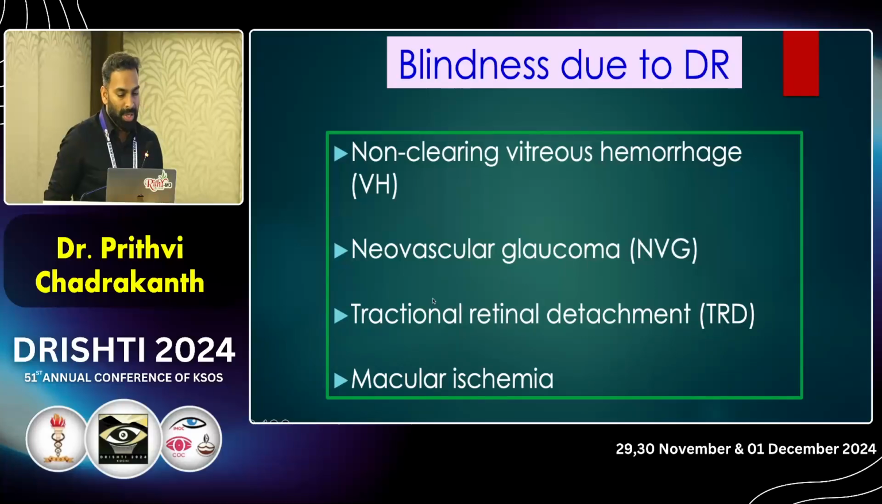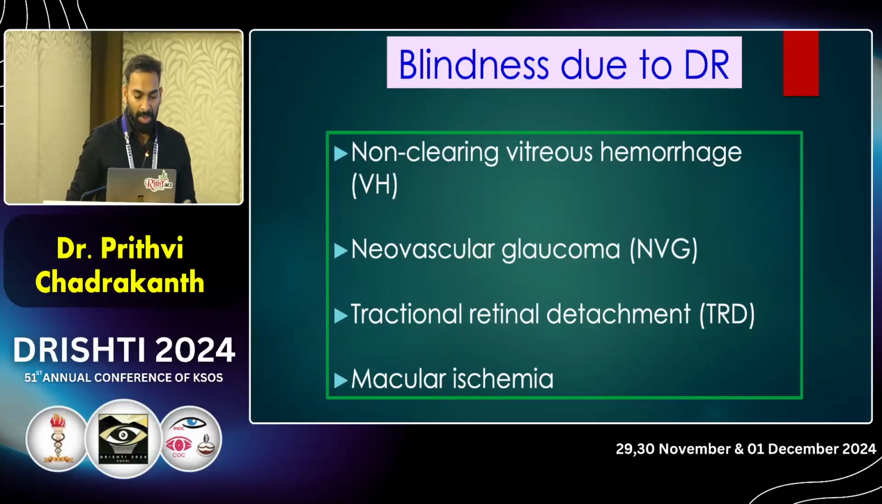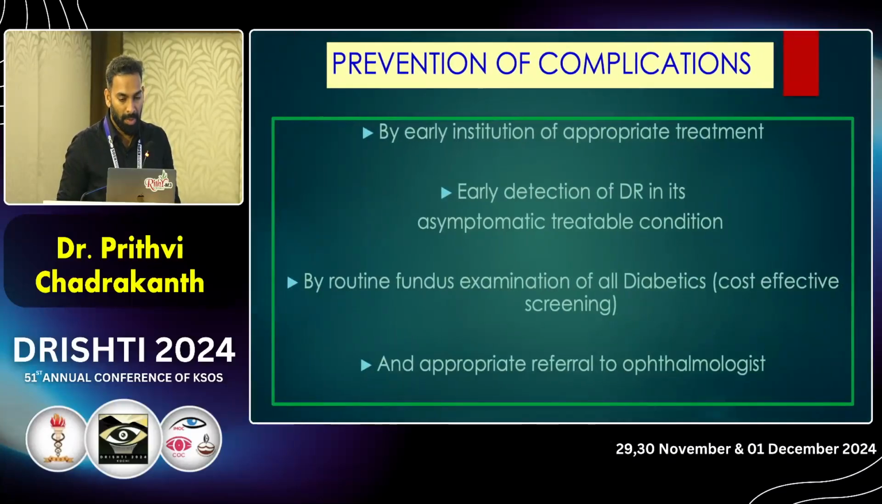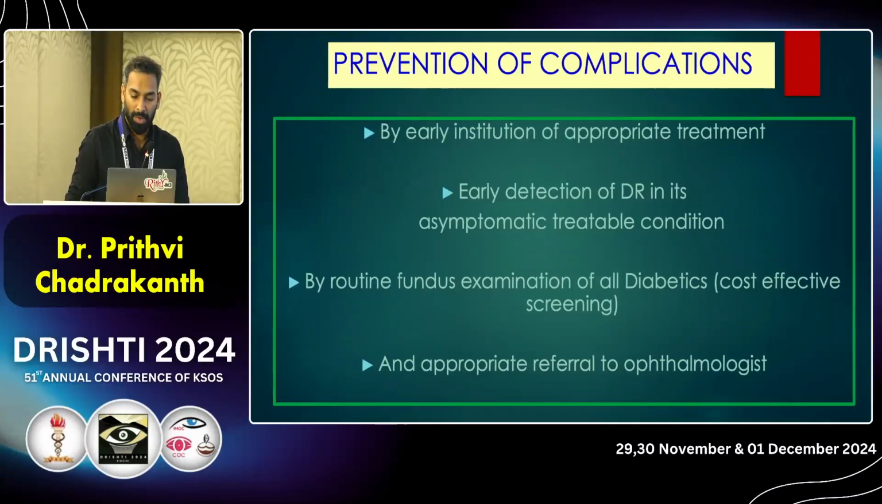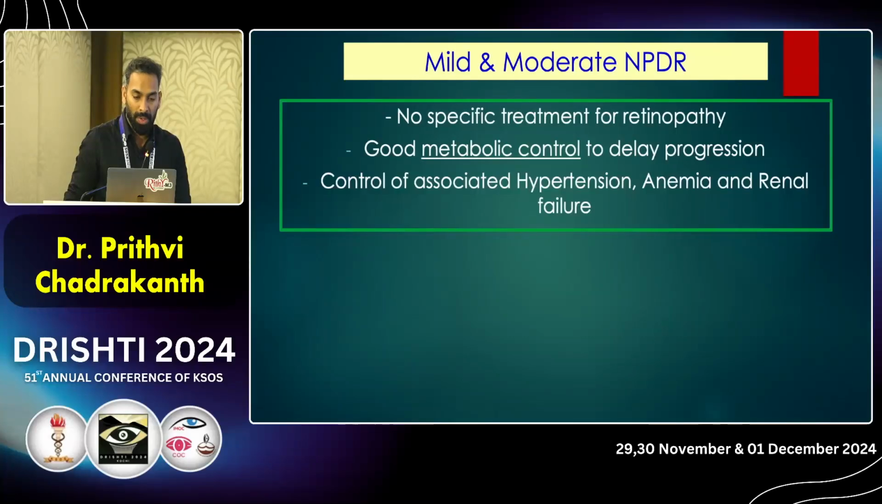So blindness due to DR could happen mainly because of non-clearing vitreous hemorrhage, neovascular glaucoma, tractional retinal detachment, and macular ischemia. So how do we prevent these complications? By early institution of appropriate treatment, early detection of DR in asymptomatic treatable conditions, by routine fundus examination of all the diabetics, and appropriate referral to the ophthalmologist. So what is the treatment protocol?